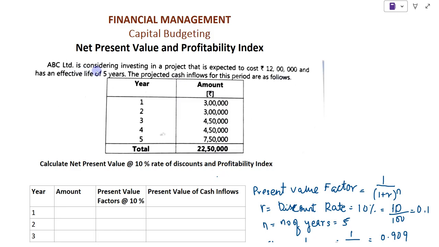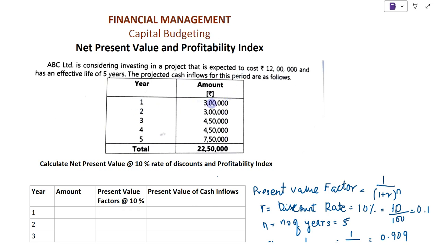ABC Limited is considering investing in a project that is expected to cost 12 lakh rupees. So this is the initial investment which ABC Limited is doing, and the project has an effective life of 5 years. The project has the following cash inflows. So the total of years is 5 years and this is the cash inflow.